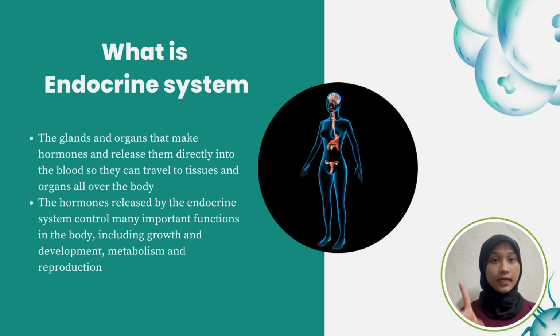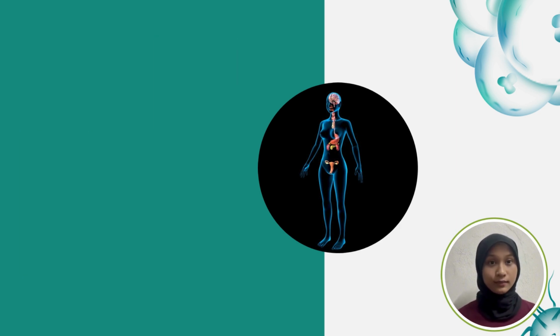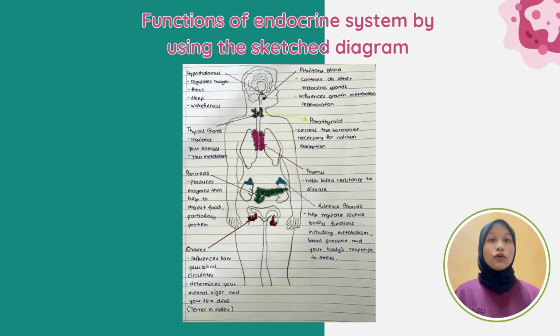Let's talk about the second point. The second point is the endocrine system. What is the endocrine system? The glands and organs that make hormones and release them directly into the blood so they can travel to tissue and organs all over the body. The hormones released by the endocrine system control many important functions in the body, including growth and development, metabolism, and reproduction. So now I will talk about the function of the endocrine system using a sketch diagram.